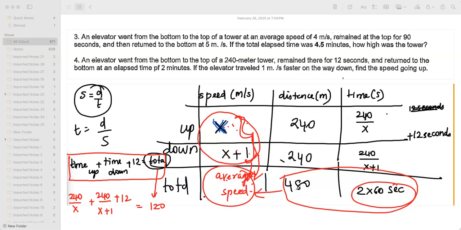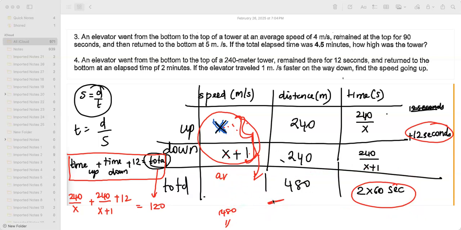In a speed distance time problem, total distance by total time is your average speed. That calculation of yours is correct. I can write this as 480 divided by 120. So the average speed is 4 meters per second, which is great. But this has involved 12 seconds here, so this way of calculating, I don't think it's correct. So you cannot do that. Did I answer your question?